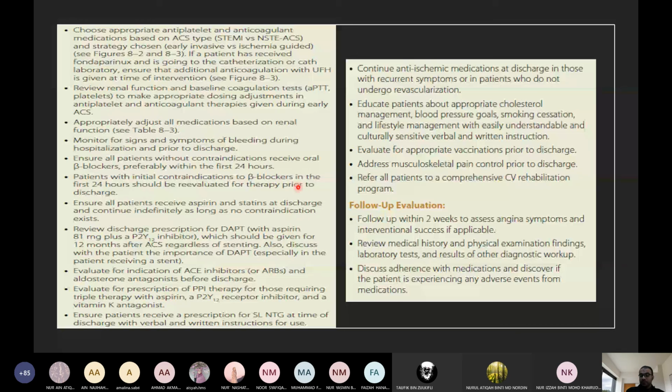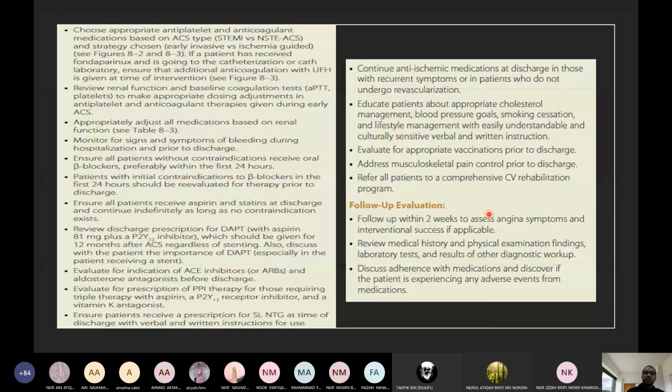Review discharge prescription. What agents do you expect in a discharge plan for any patient with STEMI and non-STEMI? The dual antiplatelet therapy, the statin, the beta blocker, all these agents you should look for. If you want to decrease the bleeding risk, assess whether the patient has to be receiving the PPI therapy or not. Antiischemic medication in discharge is very important. And the follow-up evaluation, how frequent and how it is to be conducted.